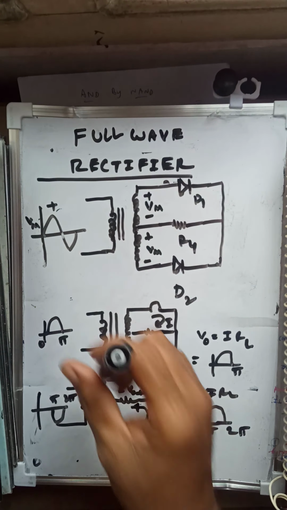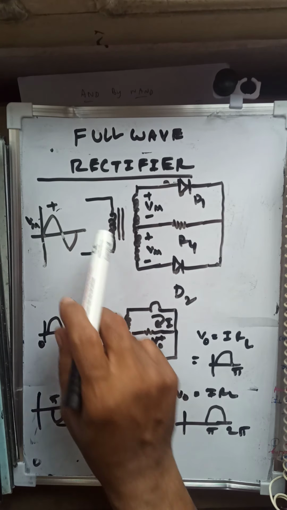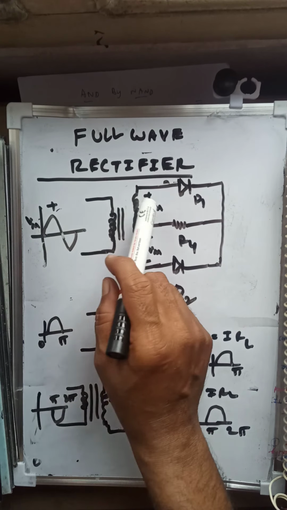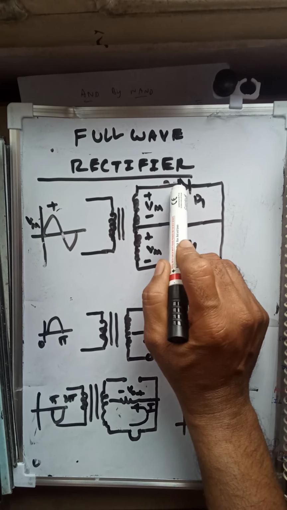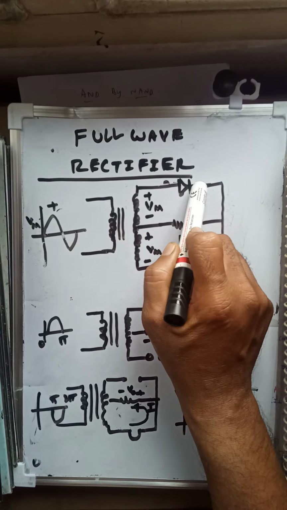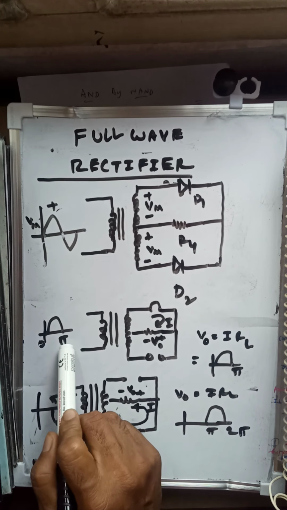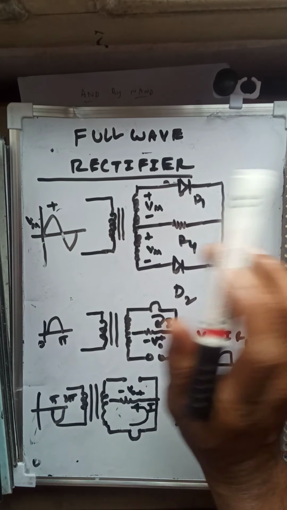So let us check how the operation will be. During 0 to pi, the positive swing is applied. So automatically on the secondary side, the same signal will be applied. So this is positive, and this is the P side of the semiconductor, and this becomes short circuited because it is forward biased. So this is the circuit. During 0 to pi, the signal is applied and it is a short circuit. Okay, up to that no problem.